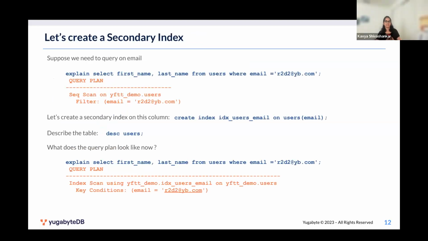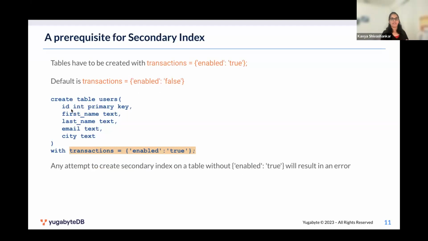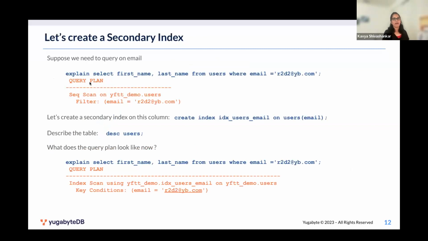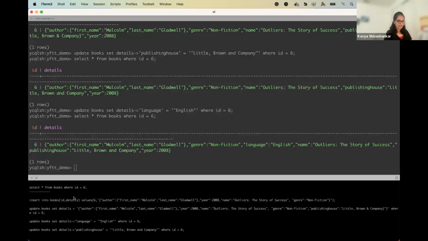So let's take this example and see. In this particular table, it's a user table. I have ID, first name, last name, email, and city. Which means that I can easily query it by ID. Let's say I have a new request to query by email, right? In YCQL, there is an explain statement which you can use to understand the query plan. So if you do an explain on the email column, you'll find that it's actually using a sequential scan. Let's try that.